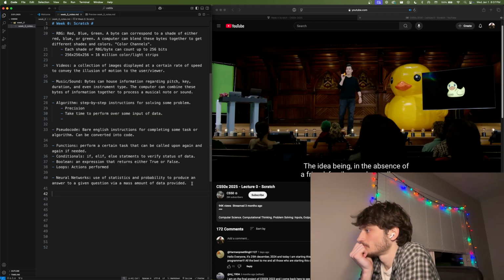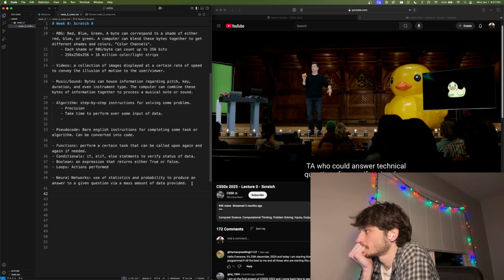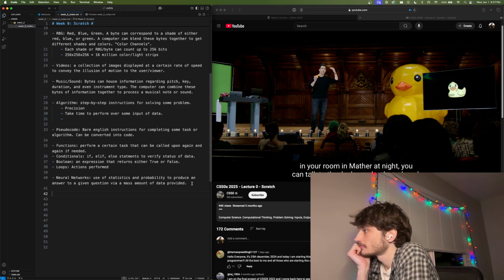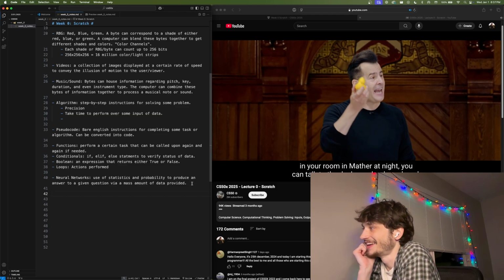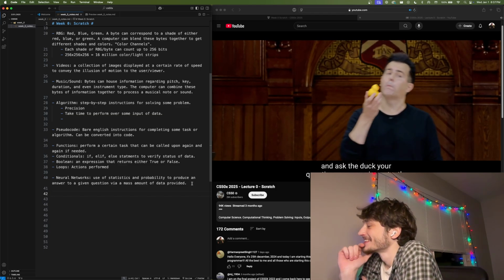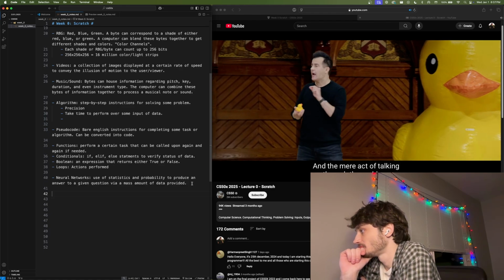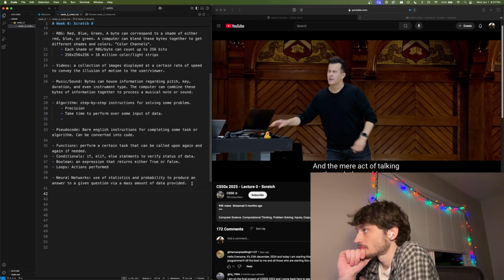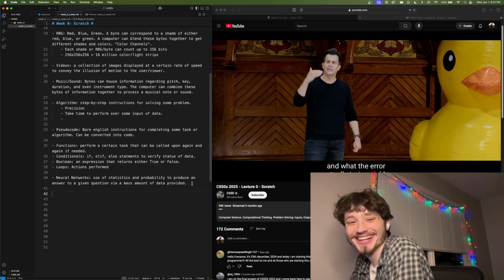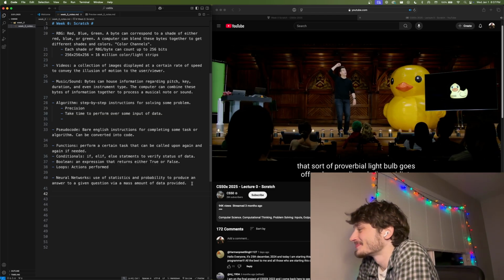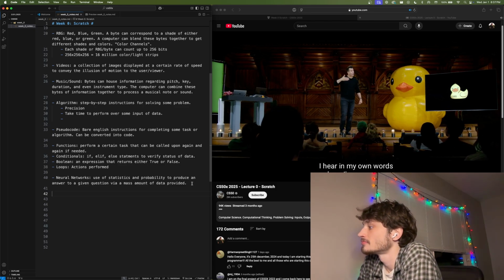The idea being, in the absence of a friend, family member, colleague, TA, who could answer technical questions for you, if you're alone in your room at night, you can sort of talk to the duck, maybe door closed, and ask the duck your questions, or more importantly, talk the duck through what confusion you're having. And the mere act of talking through the problem, explaining logically what you're trying to do, what you're actually doing, and what the error actually is, invariably that sort of proverbial light bulb goes off and you realize, oh, I'm an idiot. I hear in my own words where I've gone awry.